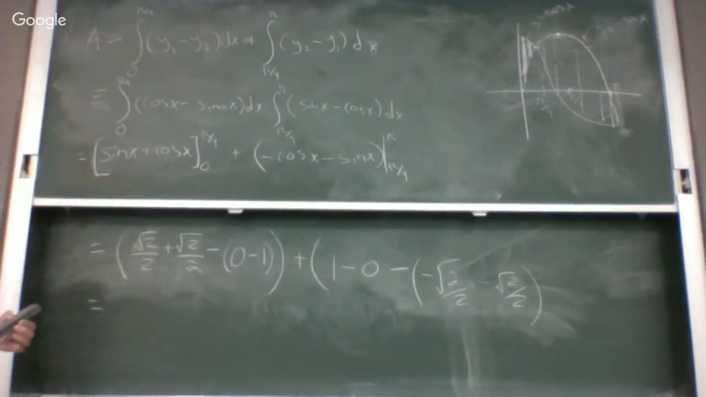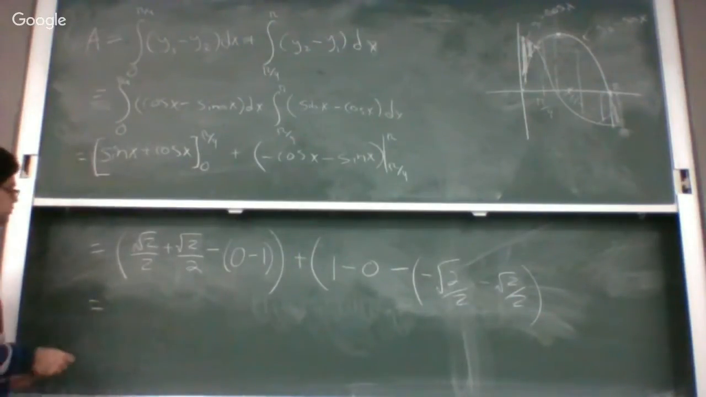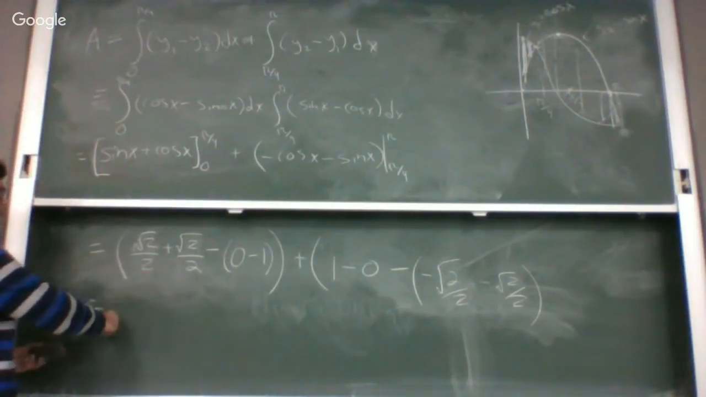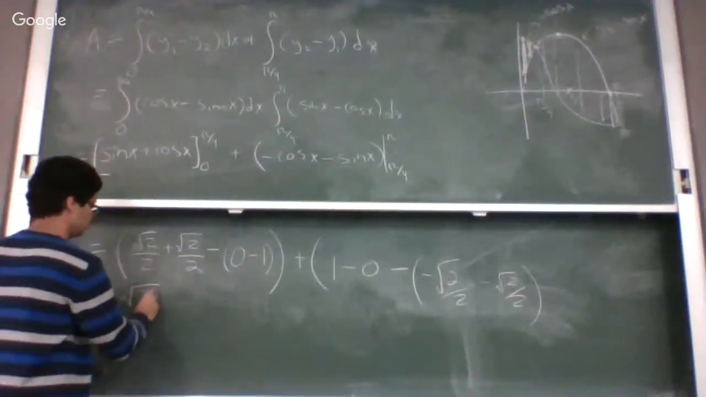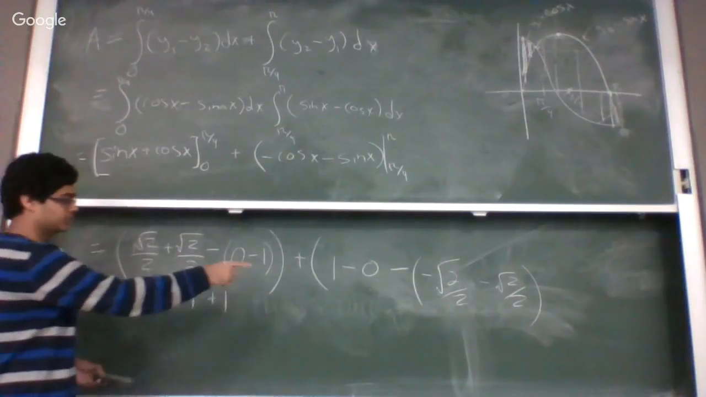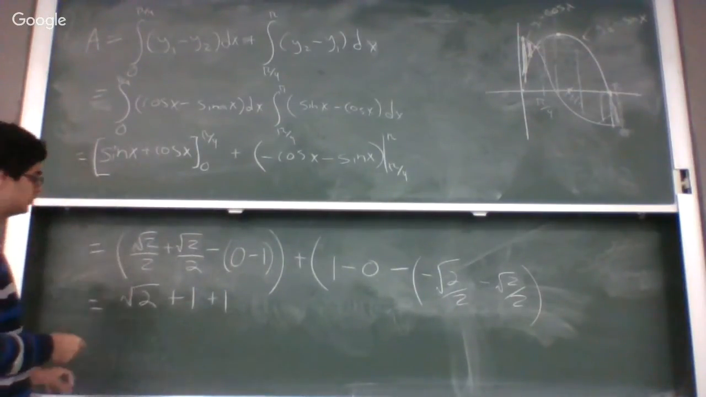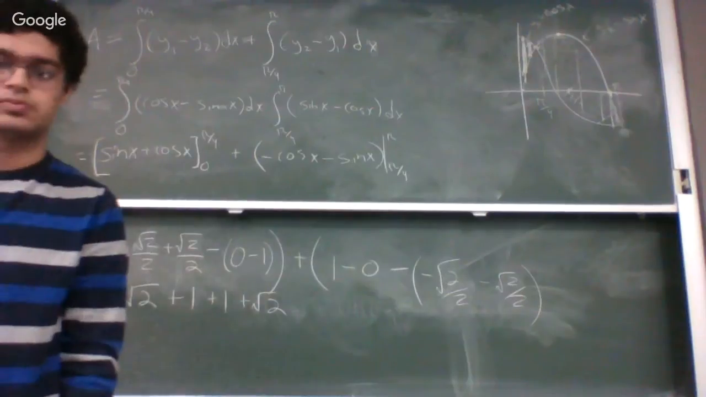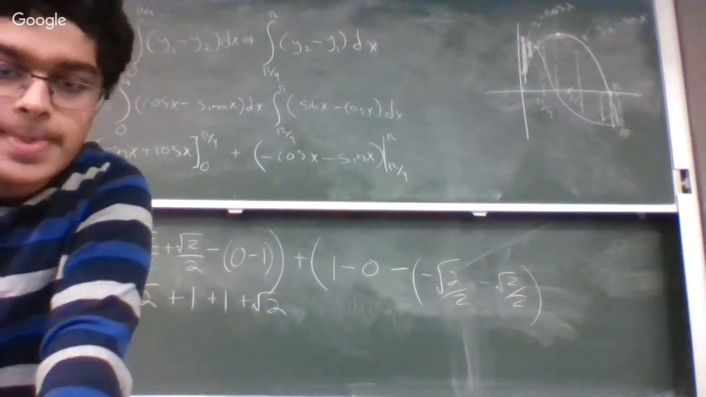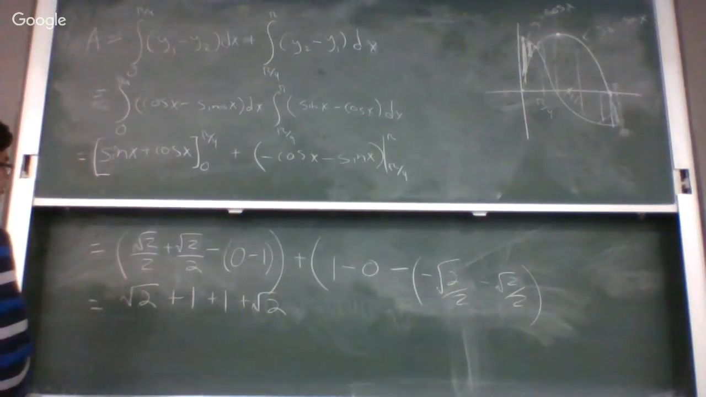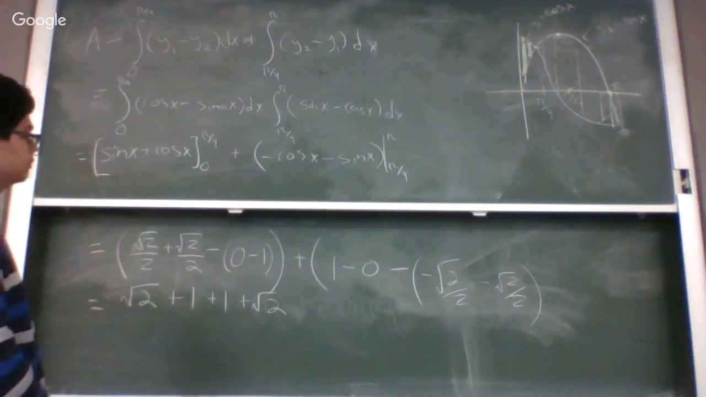Depends. In high school, they want you to make it rational. Here it doesn't: square root of 2 over 2 plus square root of 2 over 2 is square root of 2, plus 1, plus 1, minus plus square root of 2. Actually, one of them should be a minus one.